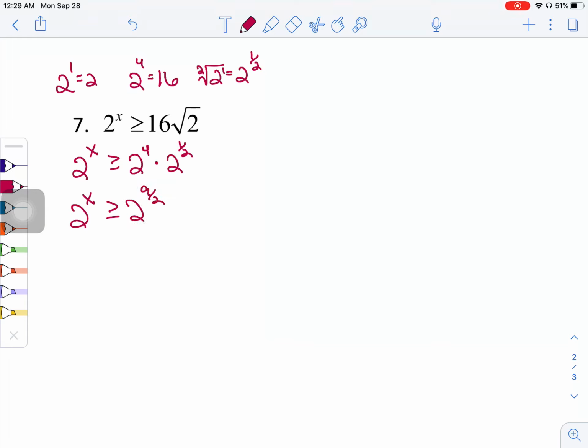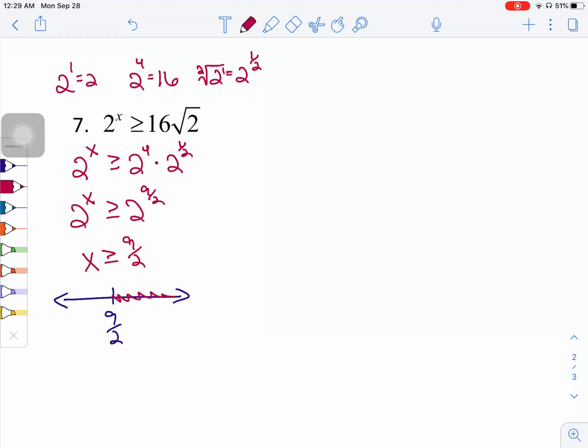Okay. Now, in the same way that we were able to say, okay, the bases match, so now all that matters is the exponents, that's the same thing here. X is greater than or equal to 9/2. So if I look at my number line, the only critical value I have here is 9/2, and it says x is greater than that.